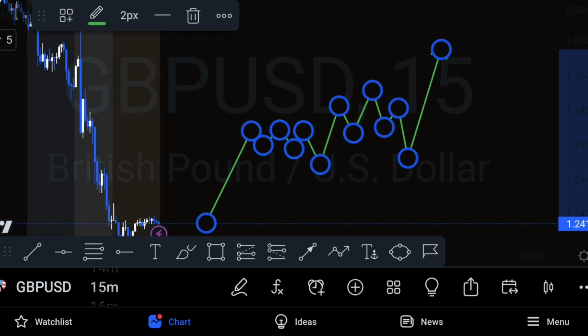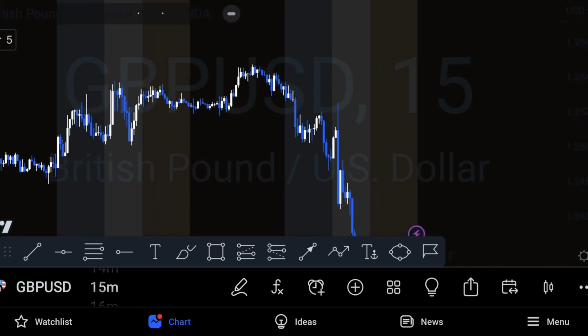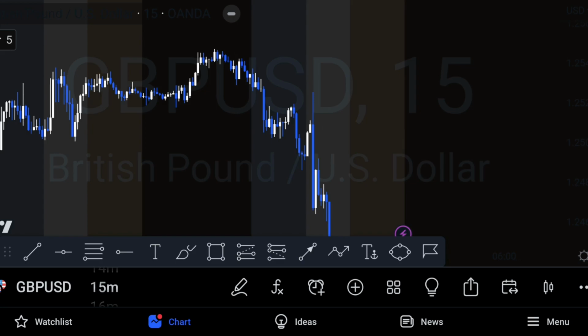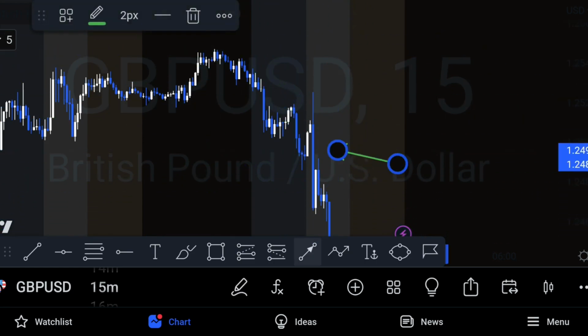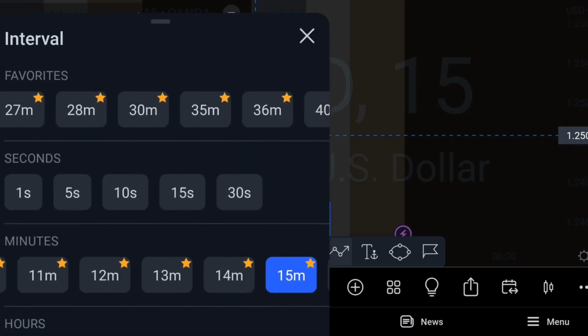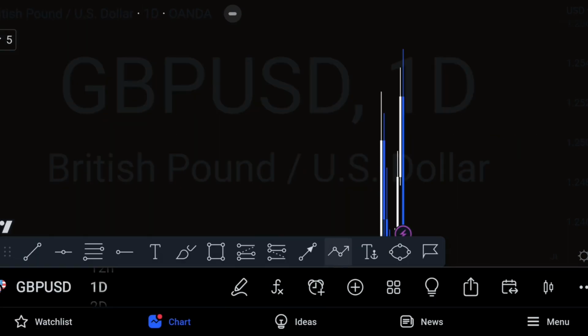So let's give you some examples. We have one right here. This example literally happened yesterday. This was Friday, so all this price action was Friday's price action, and we can see it right here. So let's go to the daily time frame. This was a reversal trade.